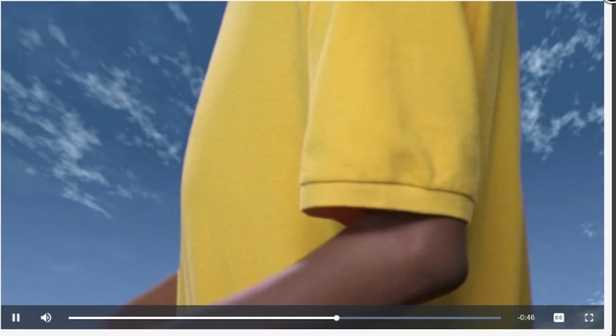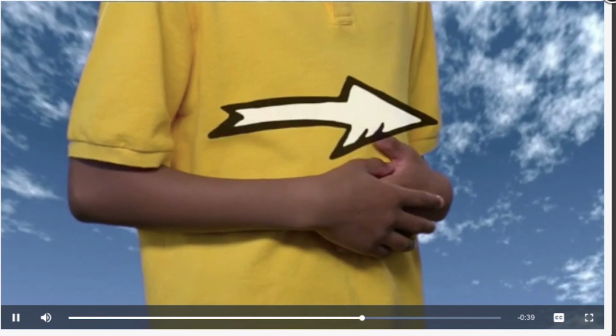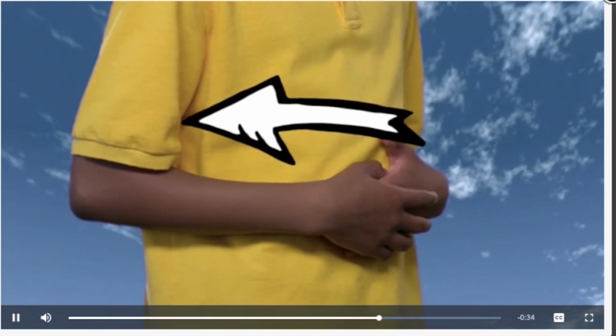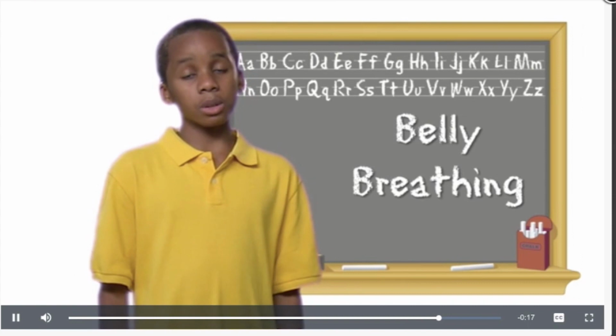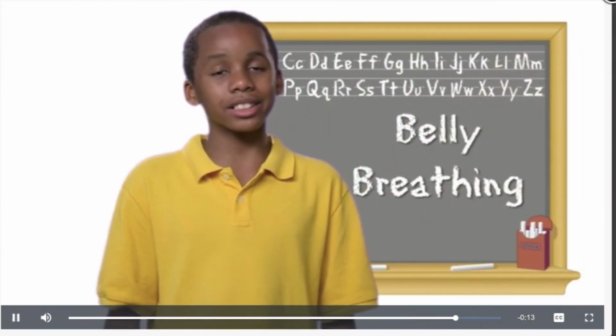Try it with me. Put your hands on your belly. Take a breath that makes your belly move out when you breathe in through your nose, and back in when you breathe out through your mouth. Breathe in slowly through your nose and out through your mouth. Raise your hand if you can feel your belly moving in and out. Nicely done. Let's practice again.